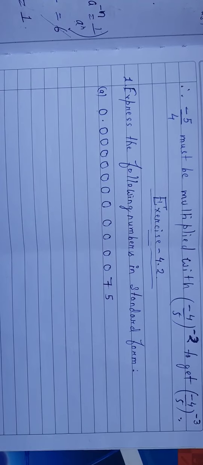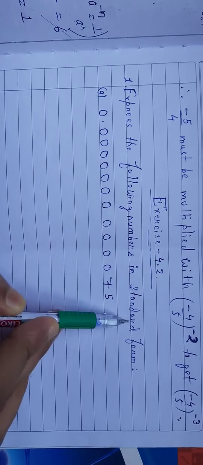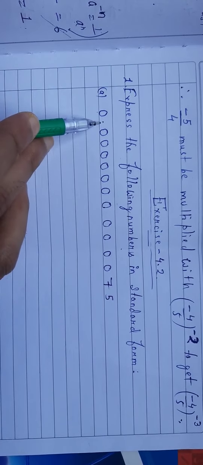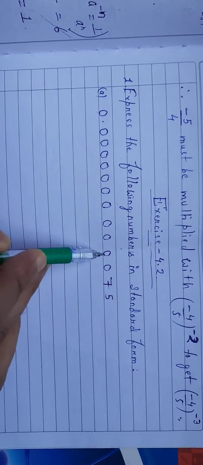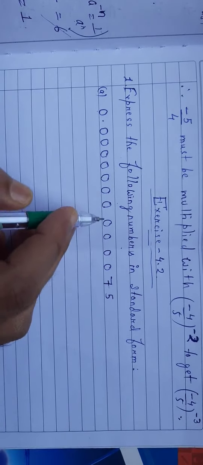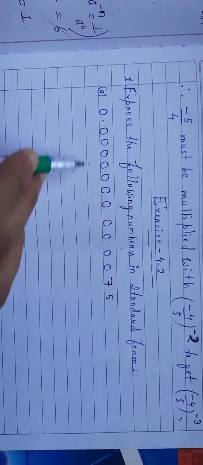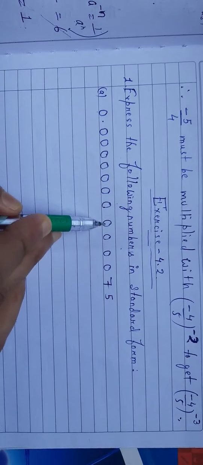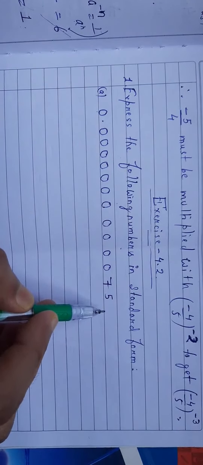Now moving on to the next exercise, 4.2. First question is, express the following numbers in standard form. Number A is 0.00000000000 and 75. That means, first of all, I have to count how many zeros are there in that number. 1, 2, 3, 4, 5, 6, 7, 8, 9, 10, 11. 11 zeros followed by 7 and 5.